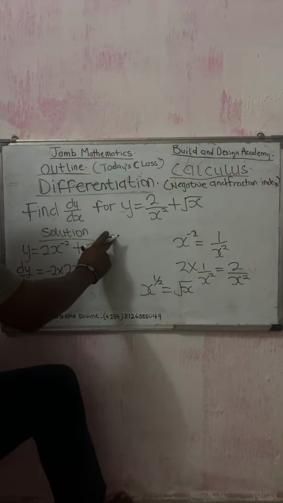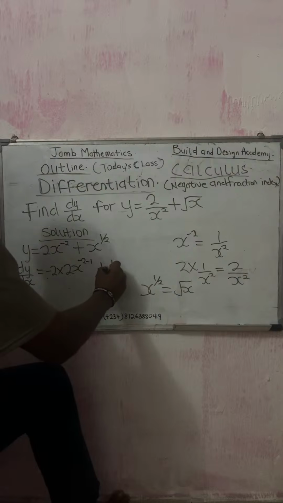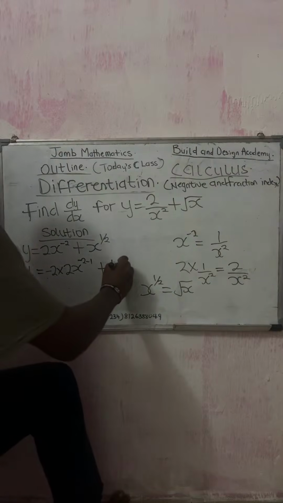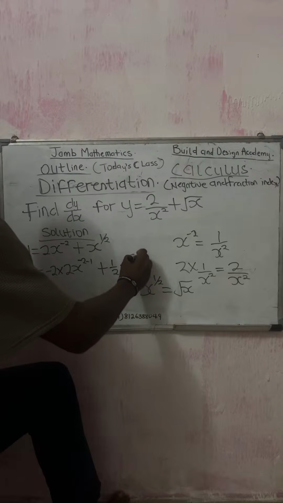Plus, now the n power is a half, so it will be 1 over 2 times x raised to the power 1 over 2 minus 1.